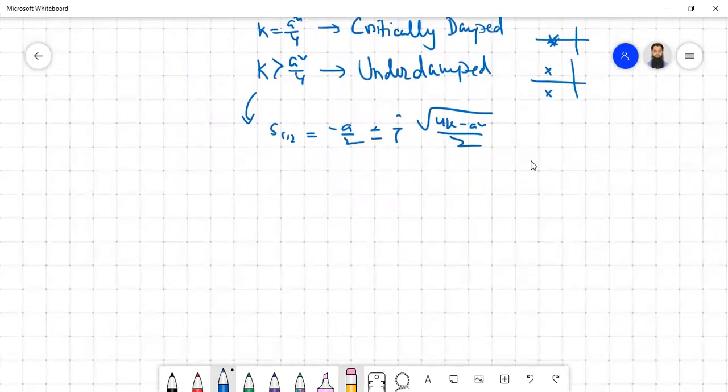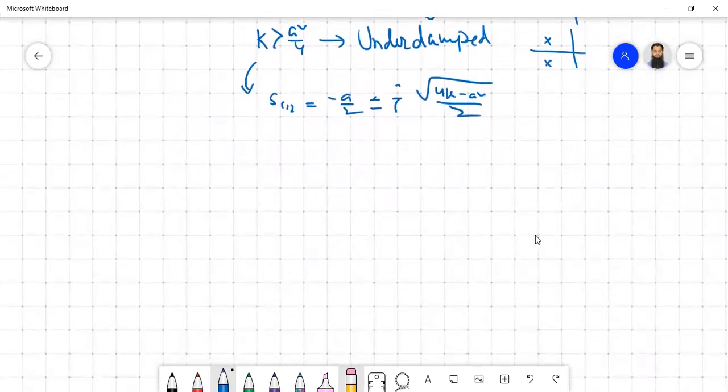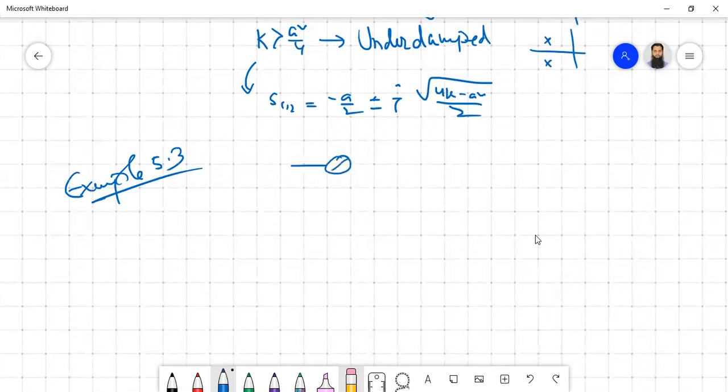Okay, so after our understanding that depending on the value of k, we can have different solutions, let's look at one example, example 5.3, finding the transient response. So basically a system is given, with corresponding values 25 by s into s plus 5.